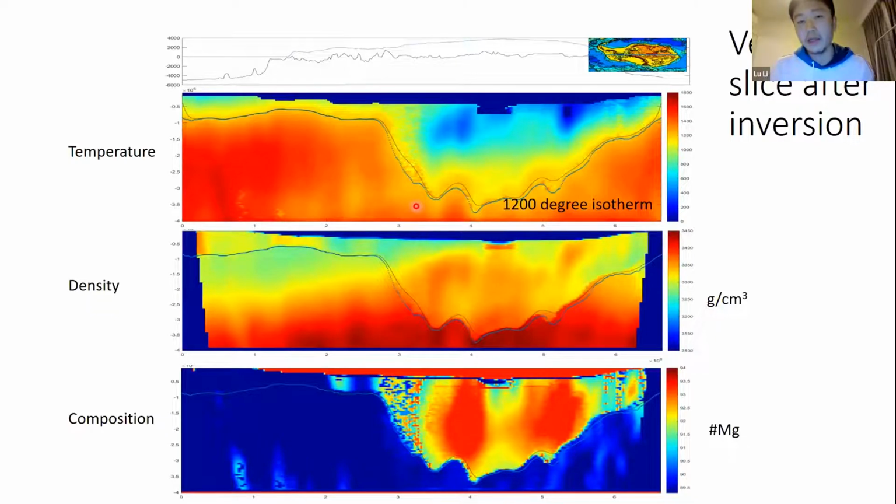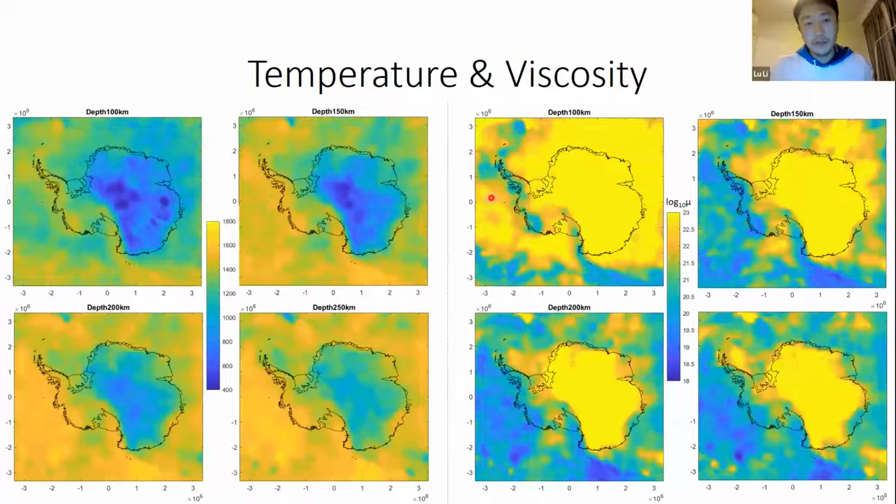Once we incorporate the compositional change, we see roughly 10 to 50 kilometers difference in terms of the new lithosphere thickness, with higher temperature. We got these depth slices about the temperature distribution. Then we convert the temperature to the mantle viscosity.